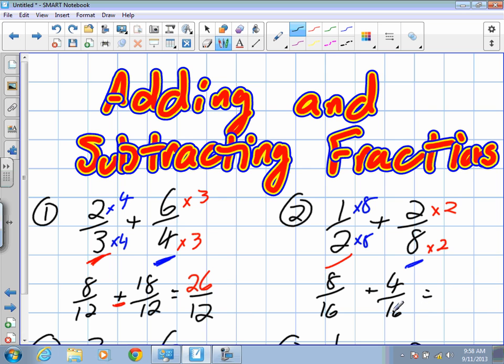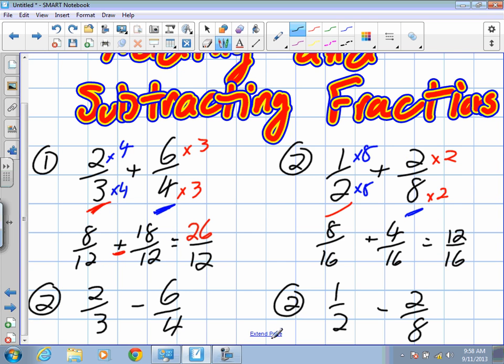Our denominator stays the same. And 4 and 8 is 12. That's it. There's our final answer. We're going to use the same values, but this time we'll subtract.